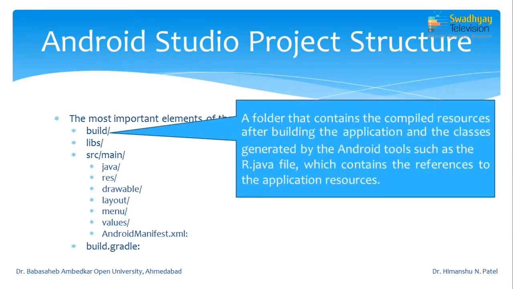It is a folder that contains compiled resources after building the application and the classes generated by the Android tool, such as the r.java file, which contains the reference to the application resources. So whenever you want to convert your application into executable file, you must build your application. So your application is built, then it generates certain files which includes reference for the resources that you have included in your app. For example, you may have layouts, menu, drawables or images. So all these references are included in this folder, which is named as build.